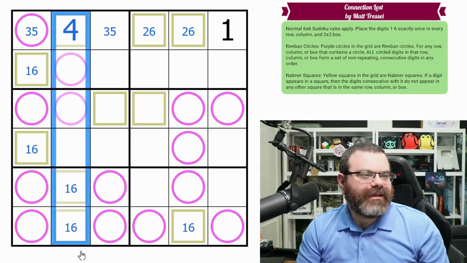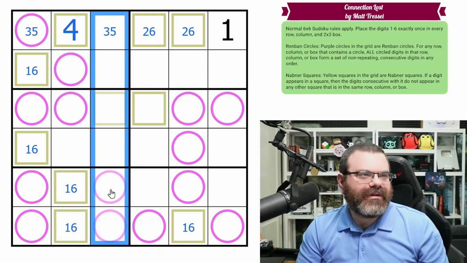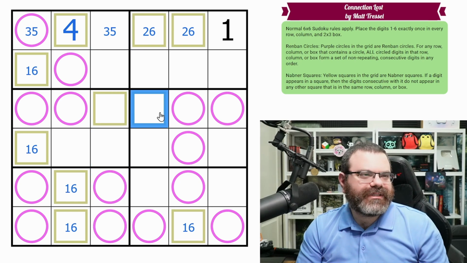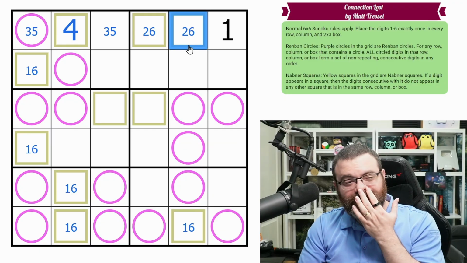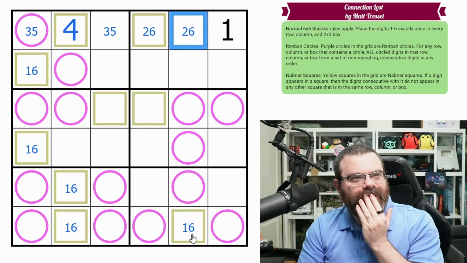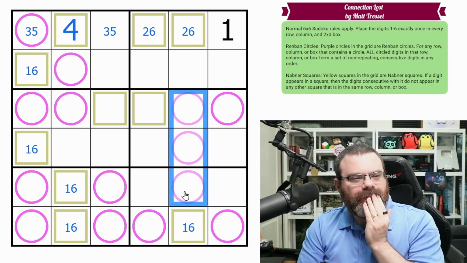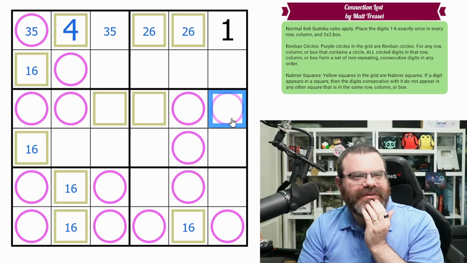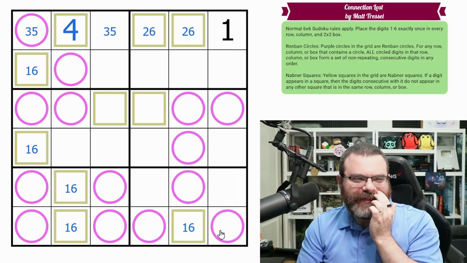All right, again, let's keep looking. I'm starting with columns here. These are consecutive. I don't think I can do anything with that. 2, 6 against this guy, I don't think I can do anything with that. 1, 6 versus 2, 6. Is that interesting? Not quite, I don't think so. We also have this Renban. I don't know, that's hard to think about. I'll come back to it.